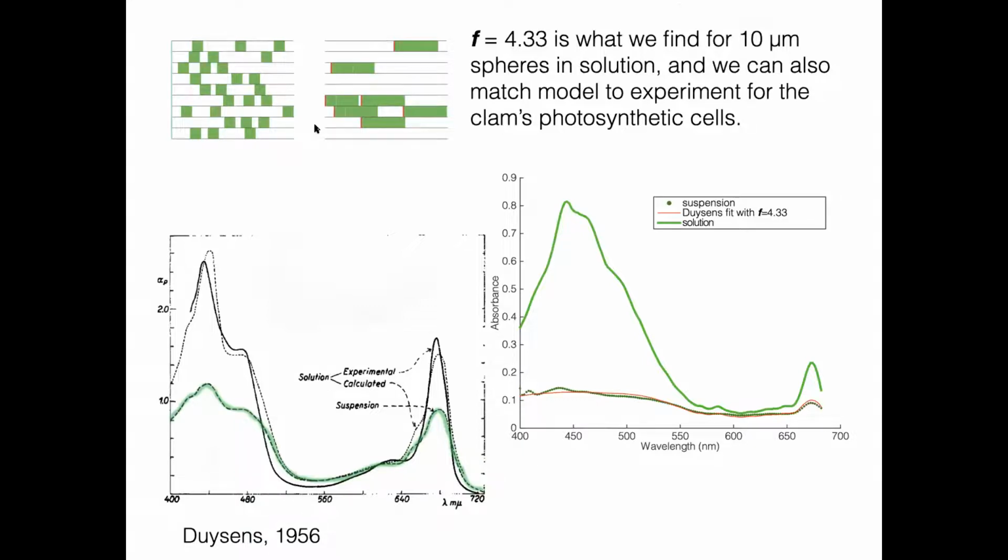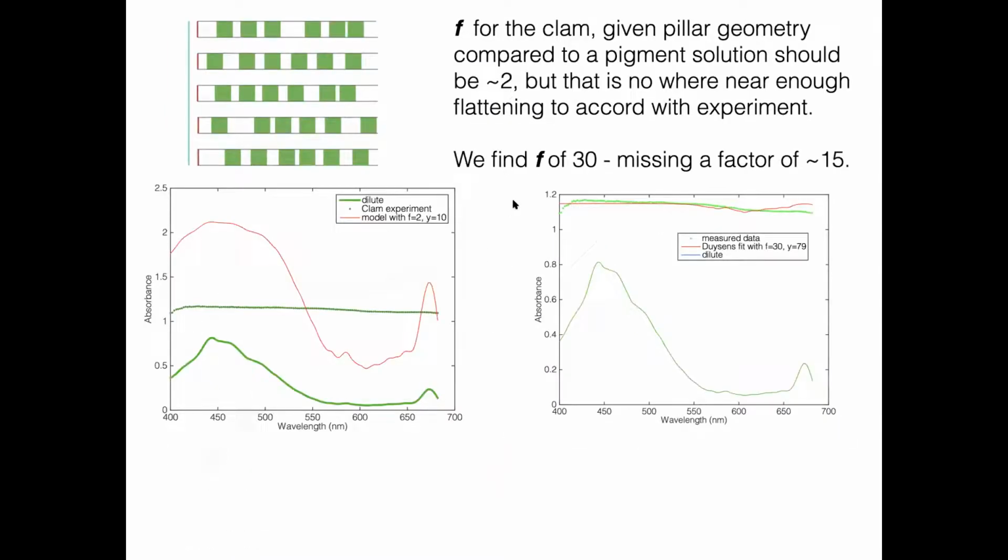It works fine in our hands. So an F of 4.33 is what we expect for a solution of clam pigments packaged into 10 micron clam photosynthesizing cells. And that works great in our hands. So Doysens' packaging model works great for clam pigments into clam cells. And then if we want to go from clam cells into clam, it doesn't work at all.